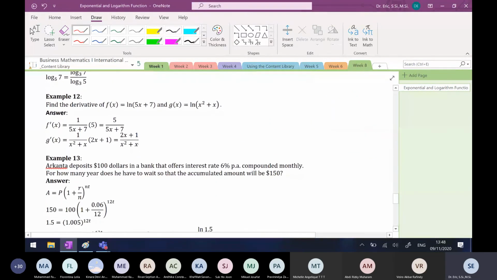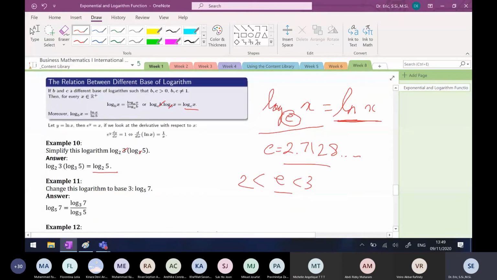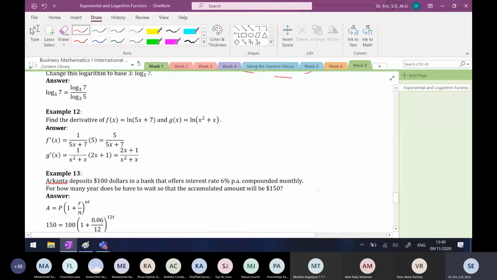So this is the second last one. Find the derivative of this. Don't forget we have this: the derivative of ln x is 1 over x. What is ln x? ln x is logarithm with base e. What is e? It is 2.7, just a constant. So what is the derivative of this?